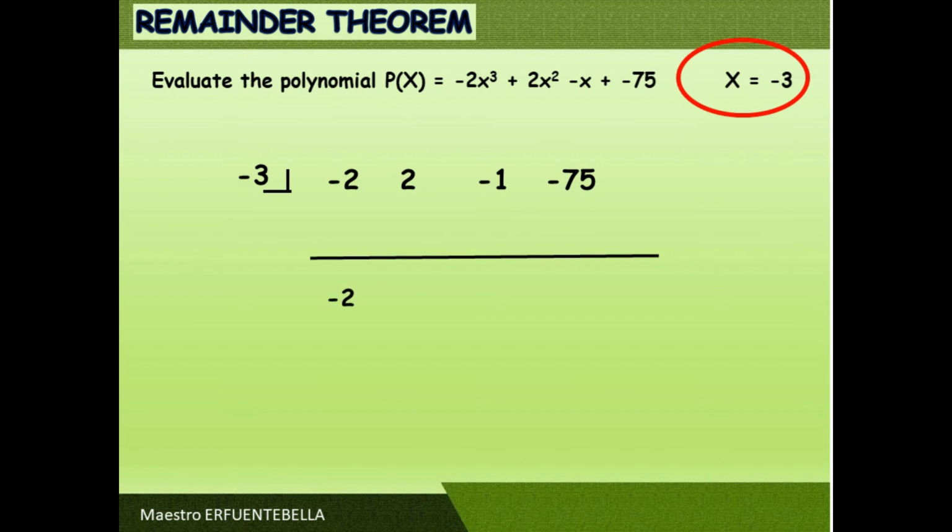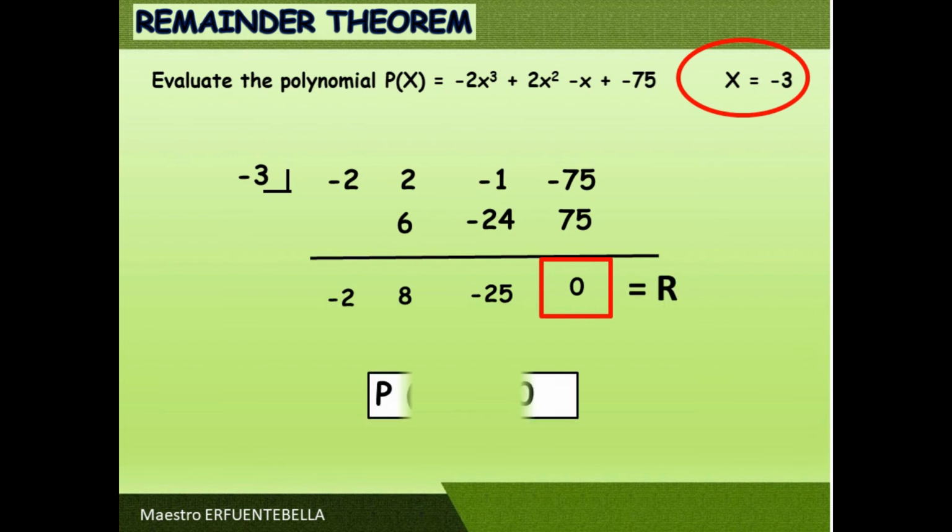So bring down the first coefficient, negative 2. Multiply by negative 3 is positive 6. Add 2 is 8. So negative 3 times 8 is negative 24. Added to negative 1 is negative 25. And negative 3 times negative 25 is positive 75. So the remainder is 0. Okay? And so therefore, the value of P of negative 3 of that given polynomial is equal to 0.